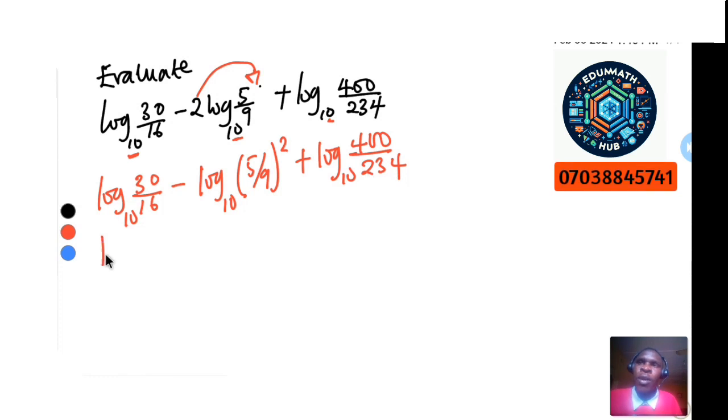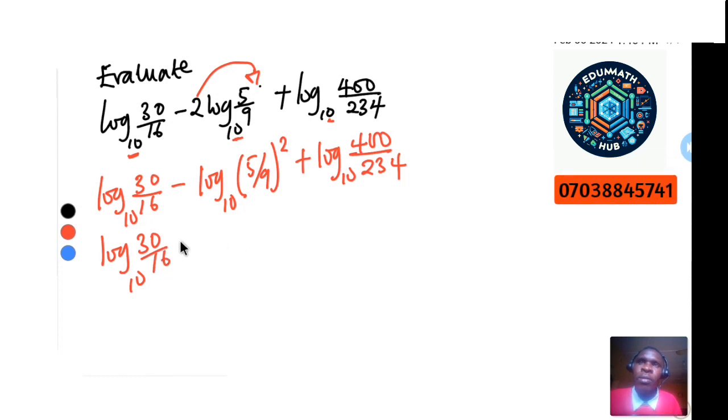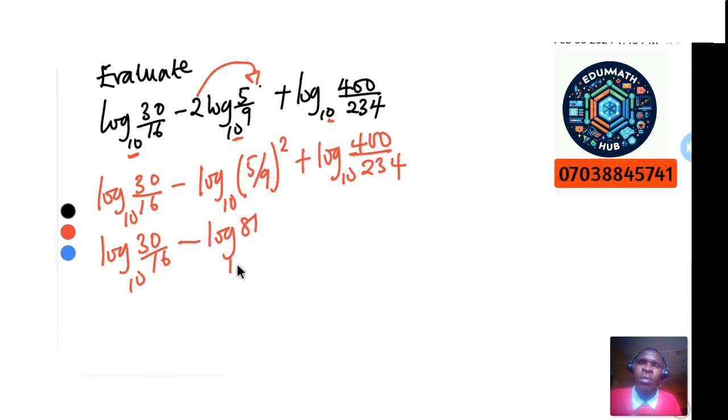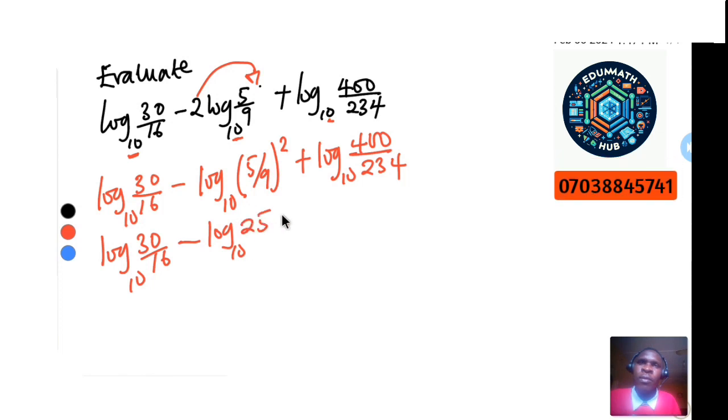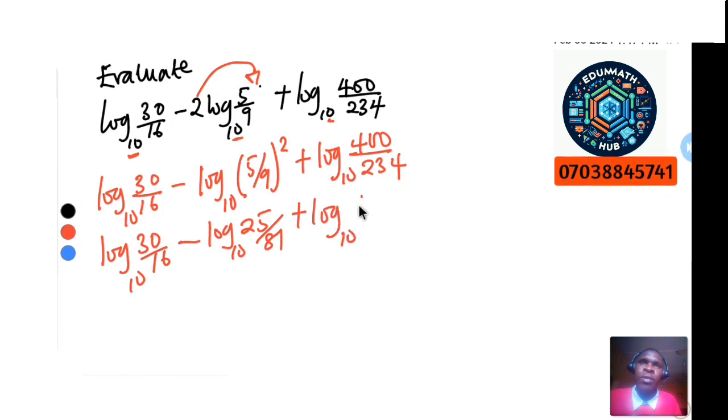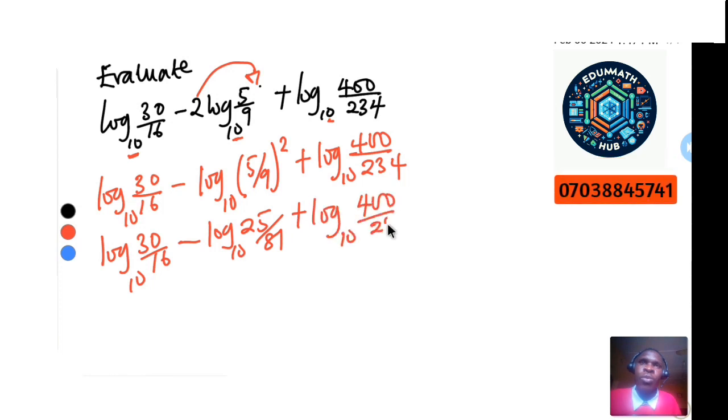Then from here you have log to base 10 of 30 over 16, minus log of 5 squared, which is, sorry, 5 squared is 25, divided by 9 squared, which is 81. Then plus log to base 10 of 400 over 234.